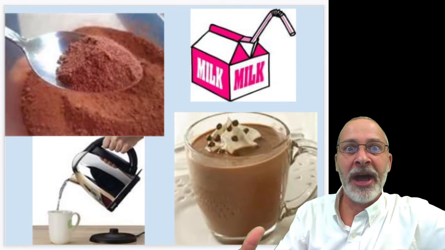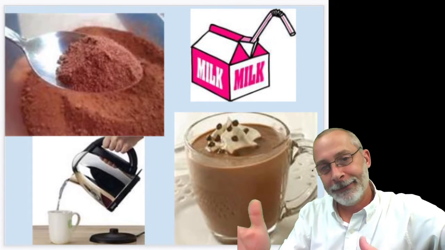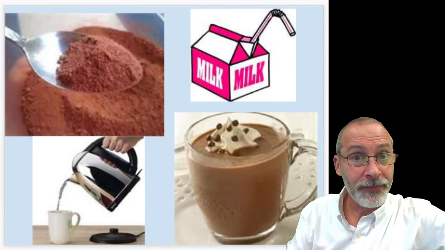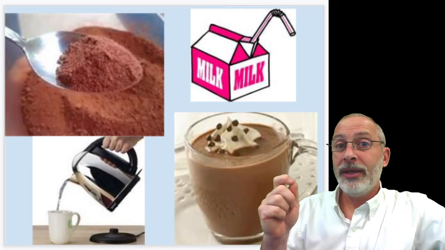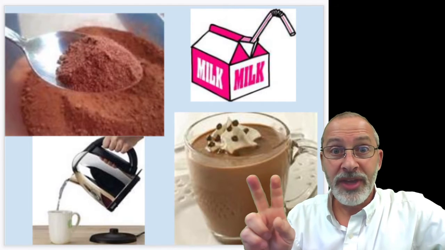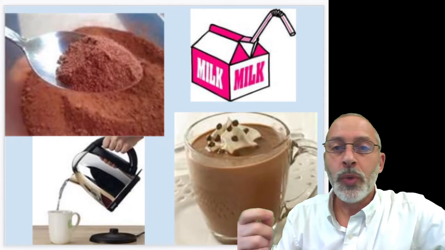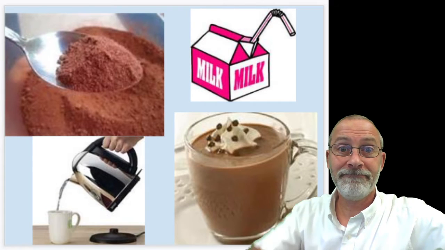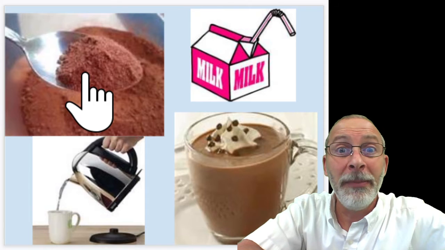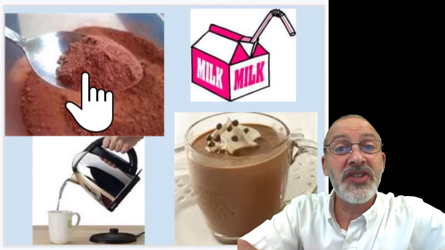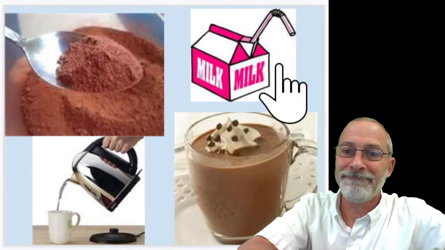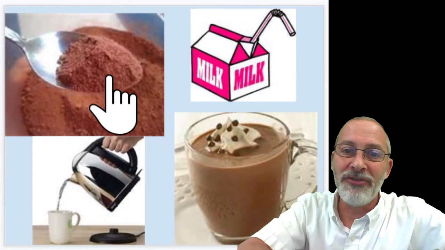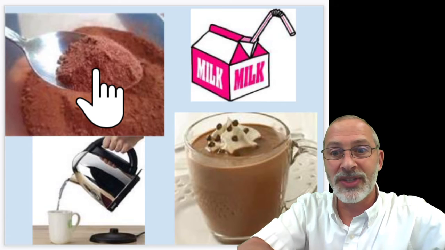I loved my chocolate. But in that example of chocolate milk, what out of the two things, the mix or the milk, which one would be the solute? Hopefully you said the mix. Which one would be the solvent? The milk. So the milk does the dissolving and the mix is dissolved.